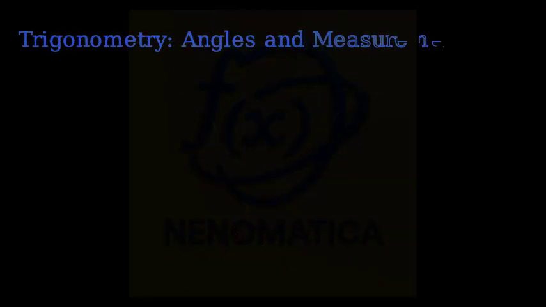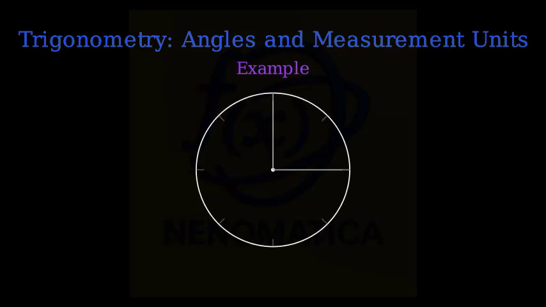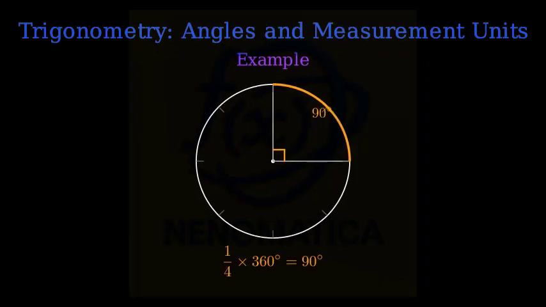In this example, we will measure 3 key angles on a circle. We will find the size of a right angle, the size of a half turn, and the size of a full rotation. Step 1. Determine the measure of a right angle. A right angle is 1/4 of a full circle. Let us draw a circle with a radius line to the right and a second radius up. The arc from 0 degrees to 90 degrees is 1/4 of the circle. 1/4 times 360 degrees equals 90 degrees.